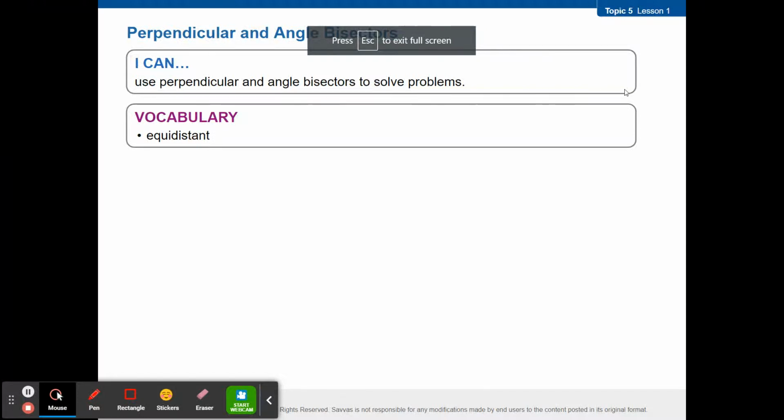Are starting. So you guys need to be on page 108. So today we're going to talk about perpendicular and angle bisectors. Now, we actually did these constructions for semester. Okay, so your I can statement is use perpendicular and angle bisectors to solve problems, and some vocabulary you need to know about is equidistant. Equidistant means all the distances are equal from a point.